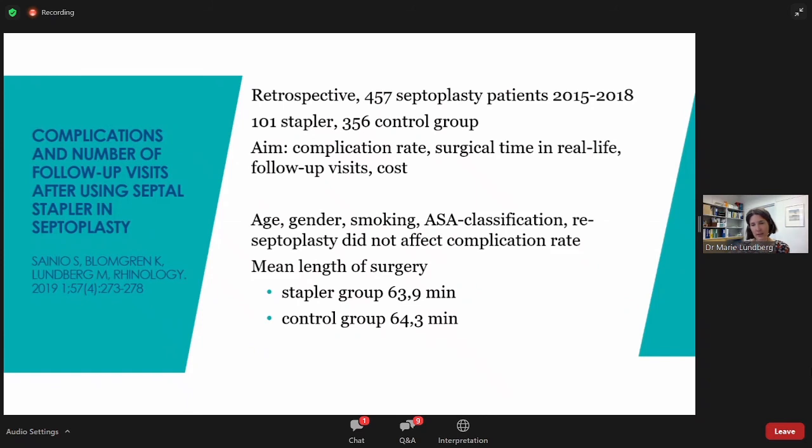Age changes, smoking, ASA classification, receptoplasty didn't affect complication rate. And the mean length of surgery was about the same in the staple group and the control group in this real life study. I would say that nowadays the staple group would probably be a little bit faster. In the beginning, there was a lot of fuss about finding the staplers and knowing how to use them and so on. But the silicone splints, which are very much in use, are also quite fast.